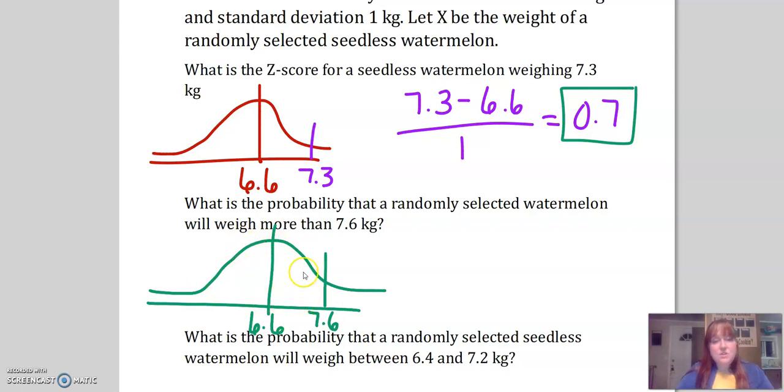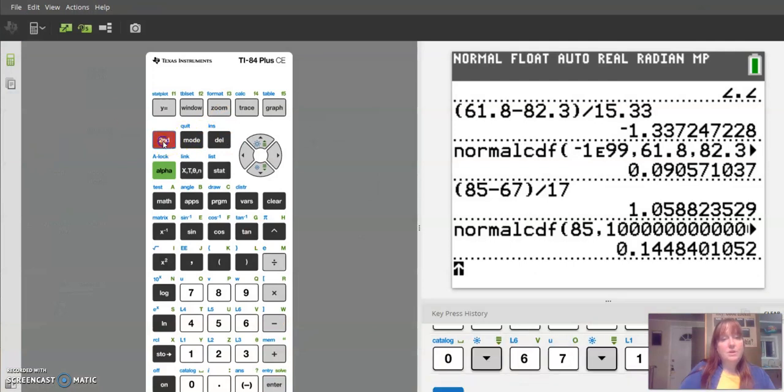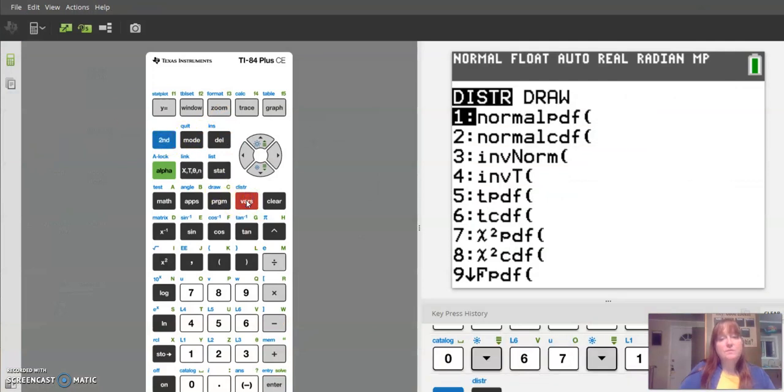All of this is under 7.6, so we don't care about any of those watermelons. We only care about what percentage of the watermelons are bigger than 7.6. So we're looking for the area under the curve here. So we're going to use the normal CDF function here. Pull up your calculator. We're going to go to second and distribution. And again, we're going to do normal CDF.